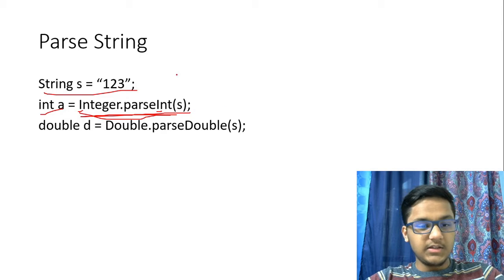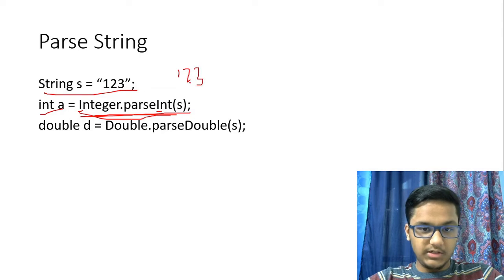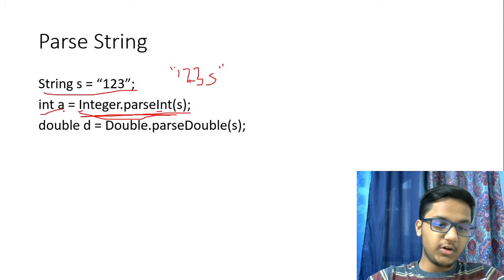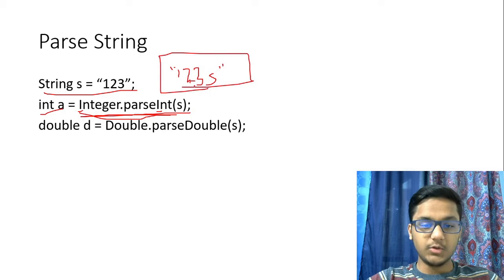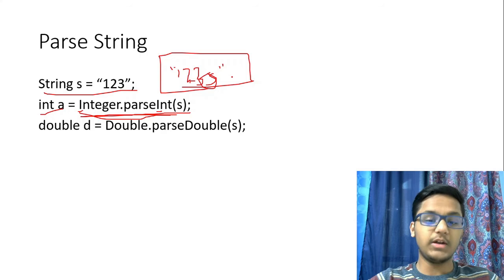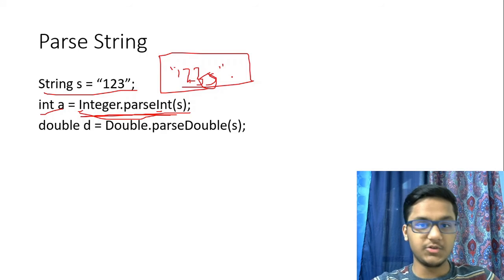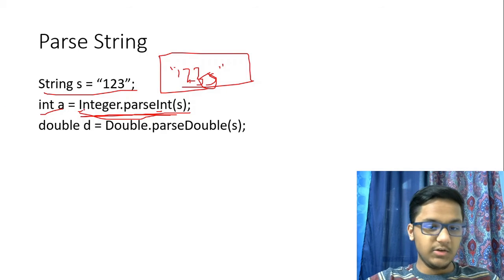Now let's say the value of the string was 123s. If I try to convert this to an integer using parseInt, this won't work, because the s won't get converted to an integer, so that's not possible. It'll throw an error. It'll only work if all of this is a number.